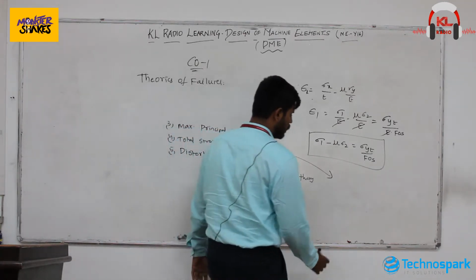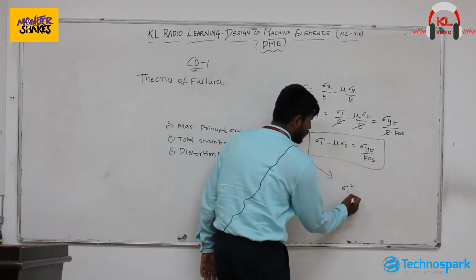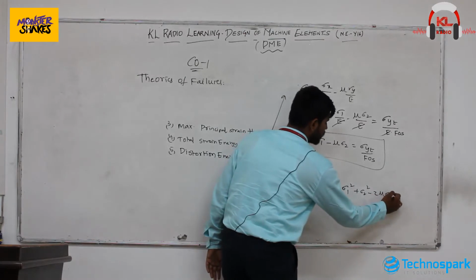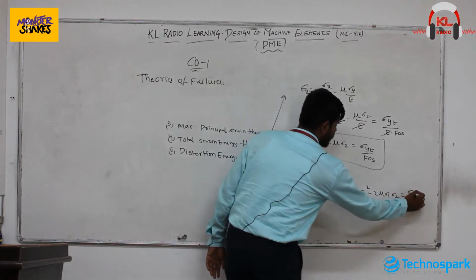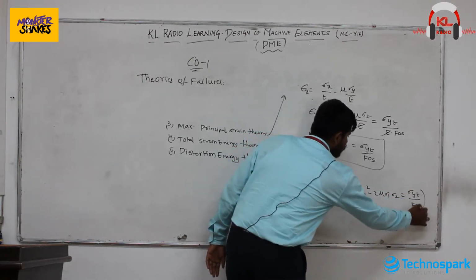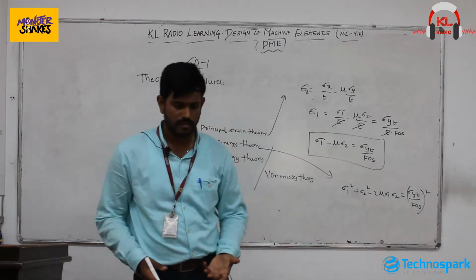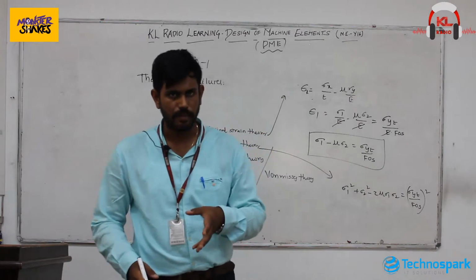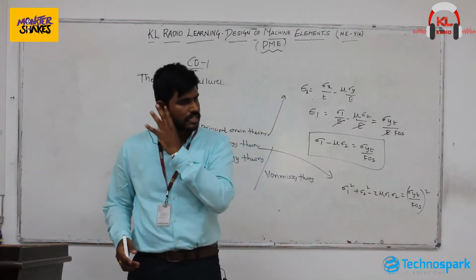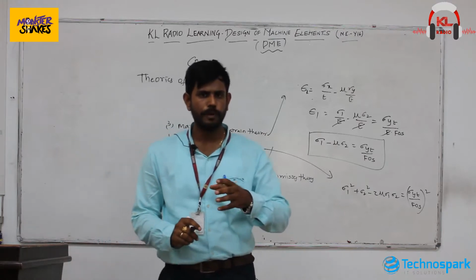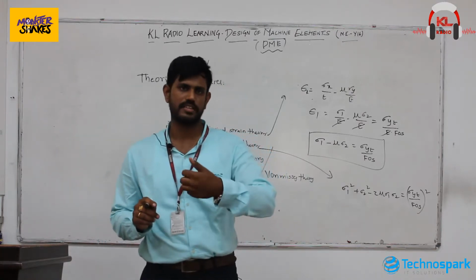You just try to remember it, which will be sigma 1 square plus sigma 2 square minus 2 mu sigma 1 sigma 2, which is equal to sigma yt by factor of safety whole square. Now, what is strain energy theory? For basic understanding of maximum strain energy theory, strain energy is nothing but the energy stored in the body up to proportionality limit due to change in its shape.